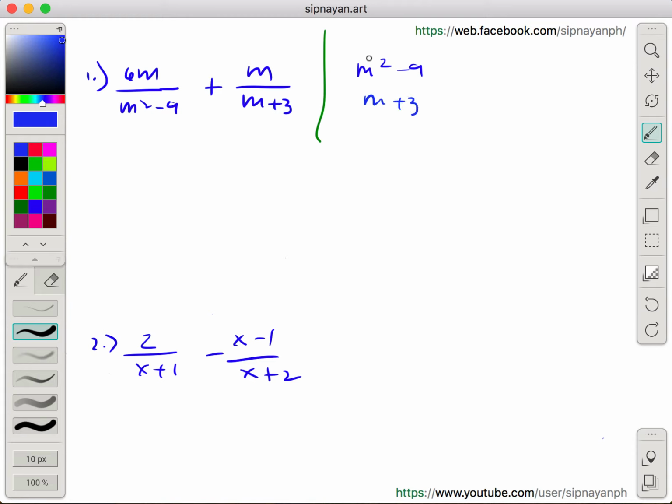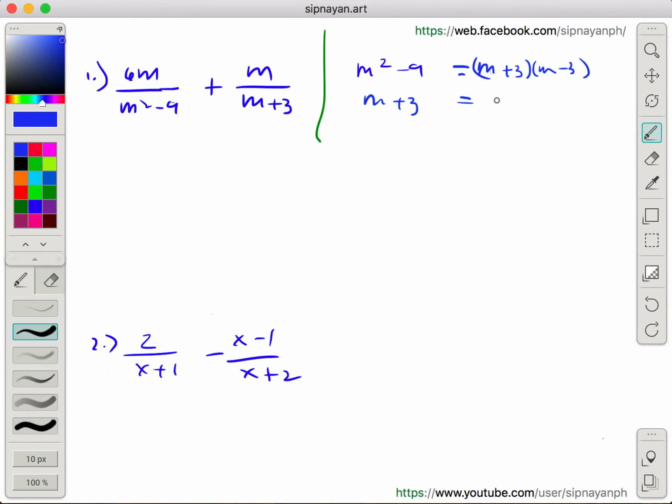So, unang question is, may pwede ba tayong factor? Yes, m squared minus 9 is a difference of 2 squares, so magiging m plus 3 times m minus 3. Pag nagfa-factor tayo ng difference of 2 squares, ibig sabihin, perfect square siya, perfect square, and then minus. The expression will be m plus 3 times m minus 3. Yung first term ng dalawang binomial ay ang square root nito, yung second term ay ang square root nito, and then yung isa plus, yung isa minus. You can check, if you multiply this, babalik siya dito.